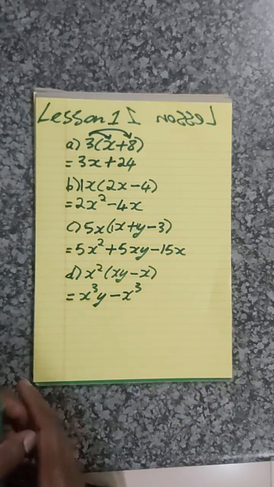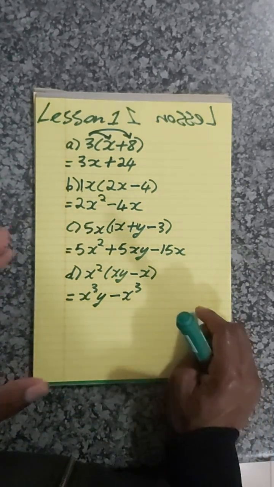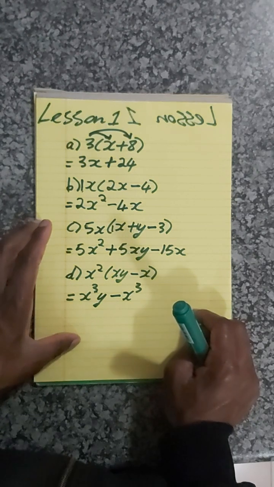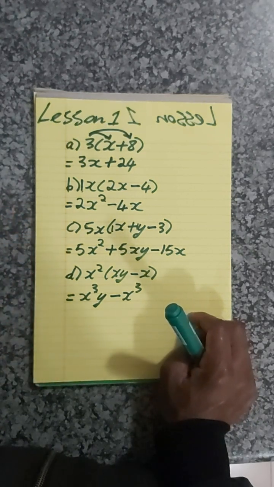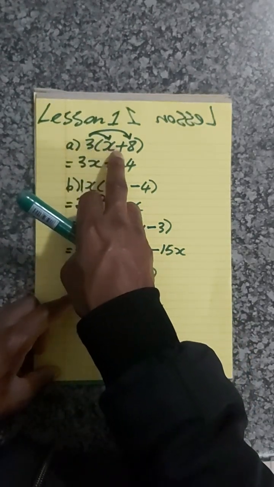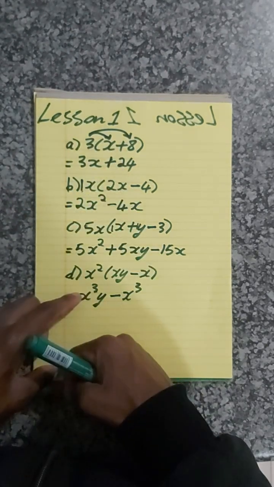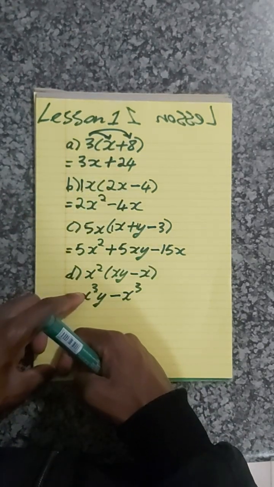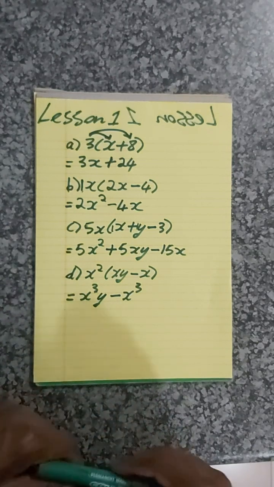Now, the moral of the story here, guys, is that what we are applying here is the distributive law. The distributive law requires us to take what is outside the bracket and multiply it with what is inside the bracket. That's what is required of us.